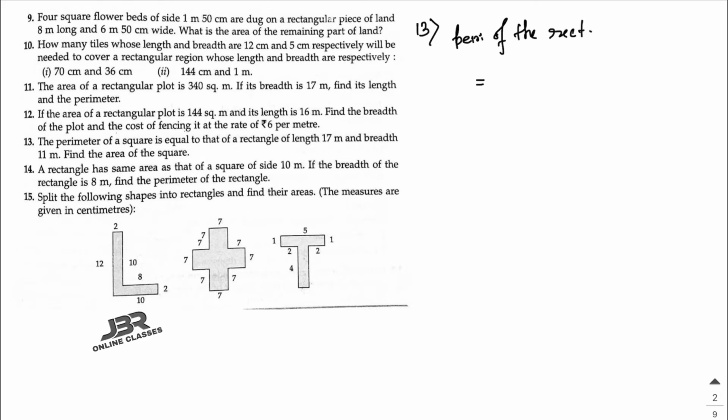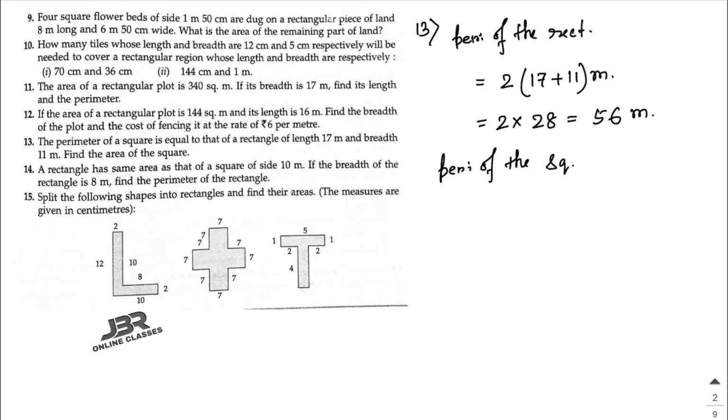So here the perimeter of the rectangle is 2 into length 17 plus breadth 11. So that is equal to 2 into 28, so here it's 56 meter. So 56 is the perimeter of the rectangle as well as the perimeter of the square, because they have equal perimeter. So here the perimeter of the square is equal to 56.